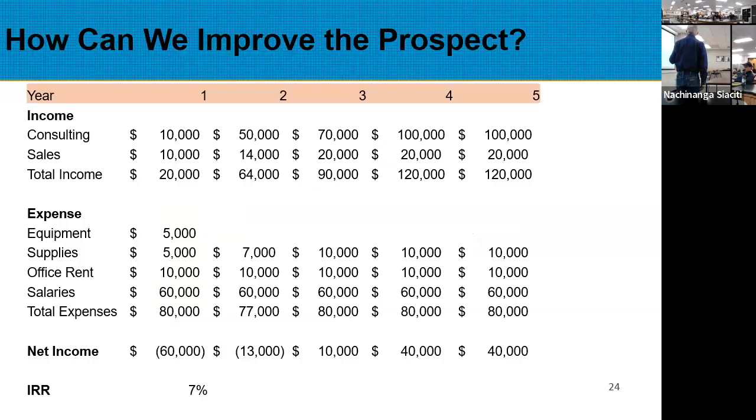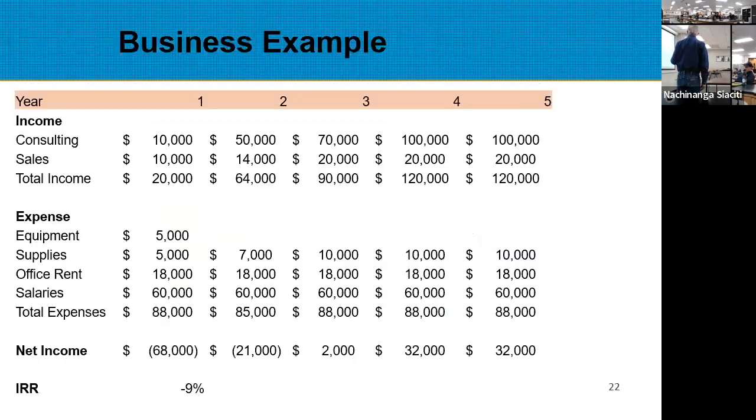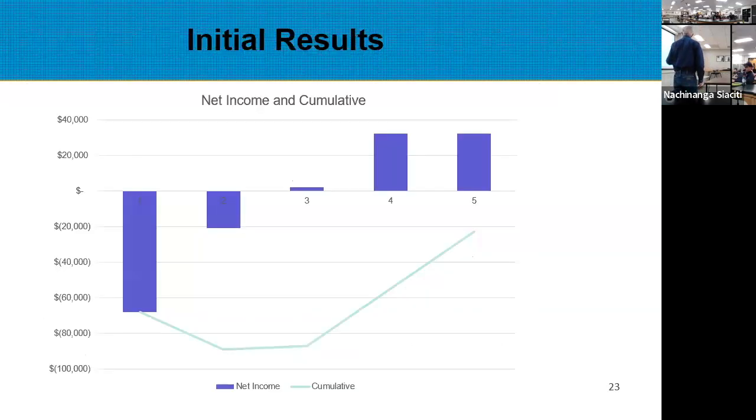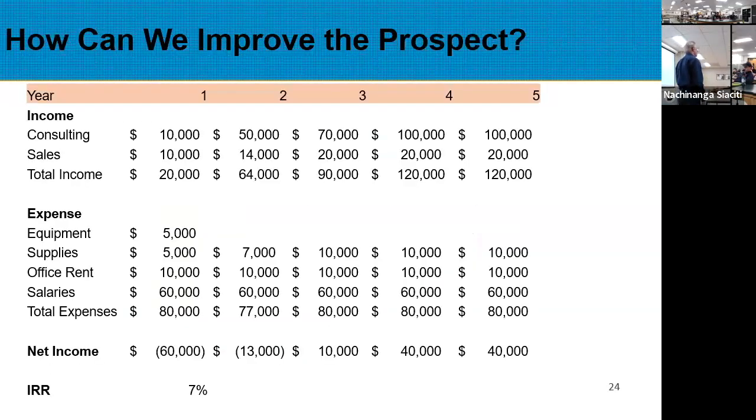So, instead of our office rent on the other one, which was $18,000, a nice office, maybe we can find another office that's a little bit less expensive. What does this do to our results? Well, it changes it from a negative to a 7% return. So just by making a simple change in what we're spending money on, we're able to say, okay, maybe this is not as bad a decision as I thought it was. So that helps.